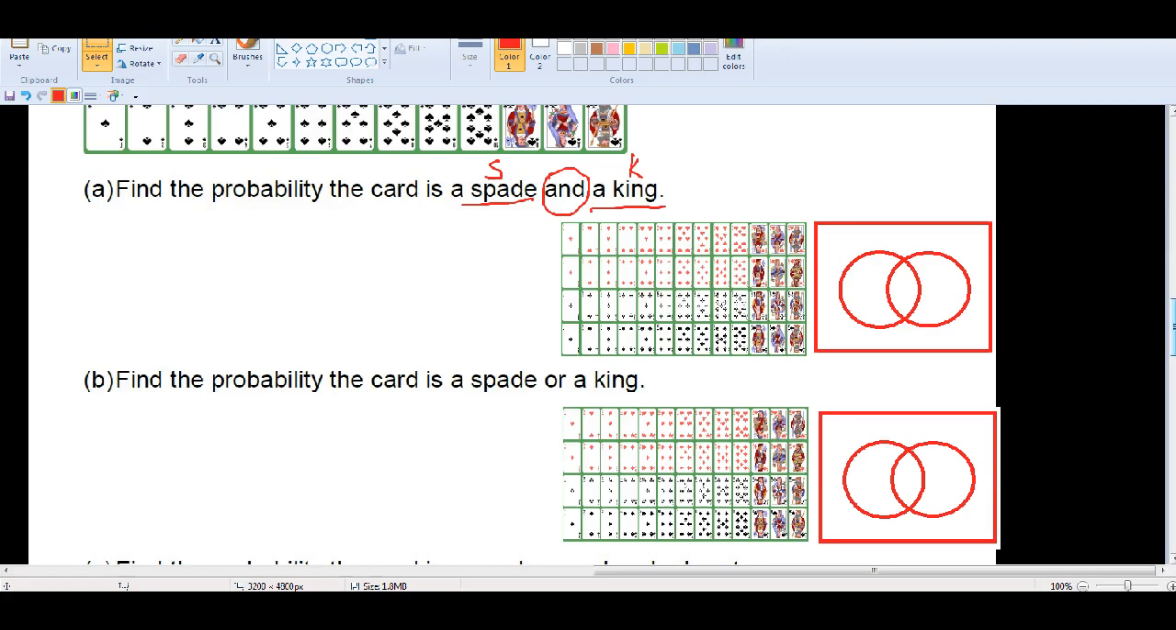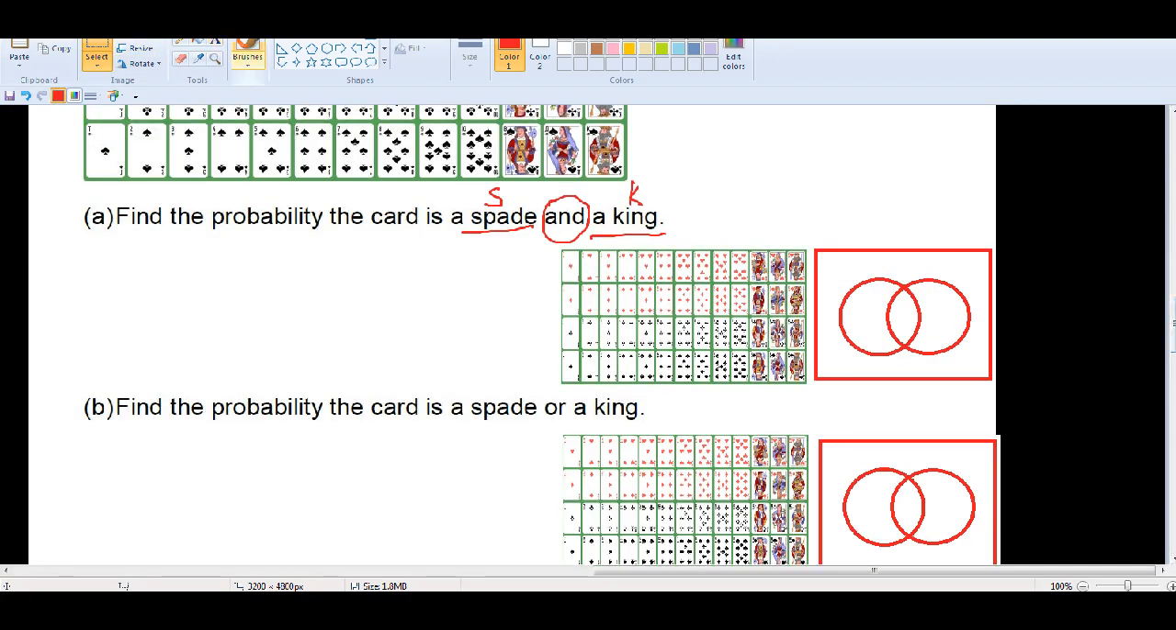Alright, so let's see. Spade and king. So let's write S here, king here. Right, so spade. How many spades over here? So there are 13 spades, there are 4 kings. Okay, but remember whenever we are going to construct a Venn diagram, you always need to consider the overlapping part first.